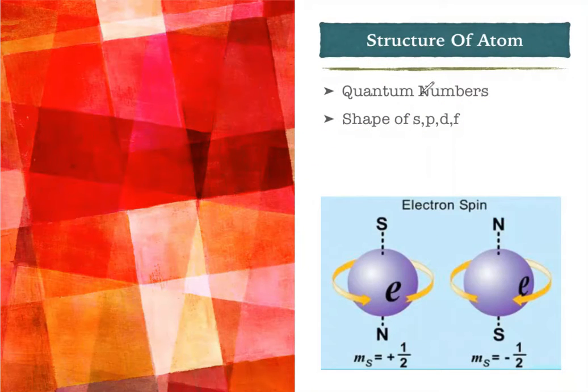In this video lecture, we are going to discuss the next part of structure of atom: quantum numbers and shape of SPDF orbitals. This picture shows the different spin of electron. It can be clockwise or anti-clockwise. In the further slides, we'll discuss all these quantum numbers. So without a doubt, let's start.